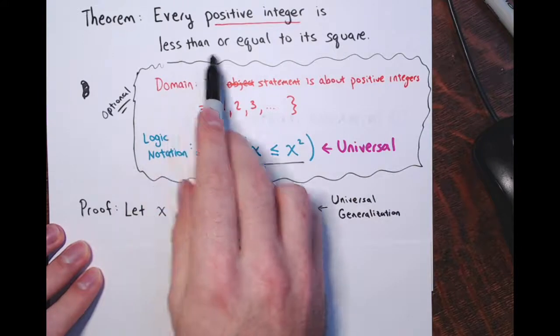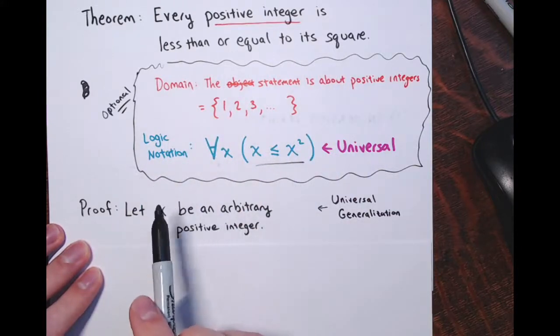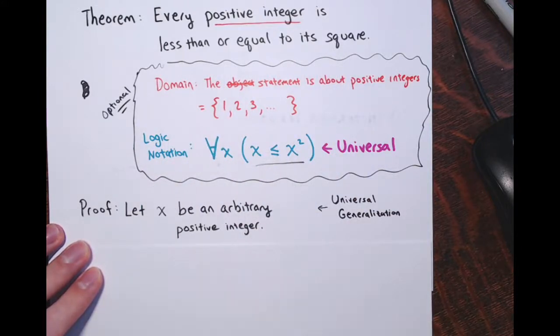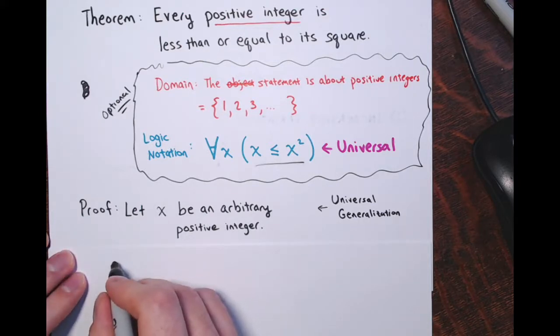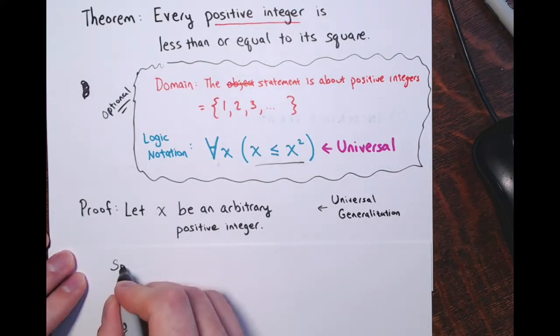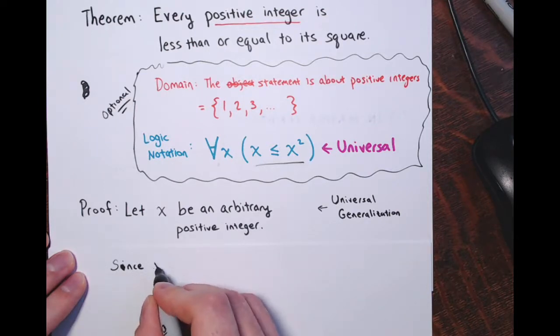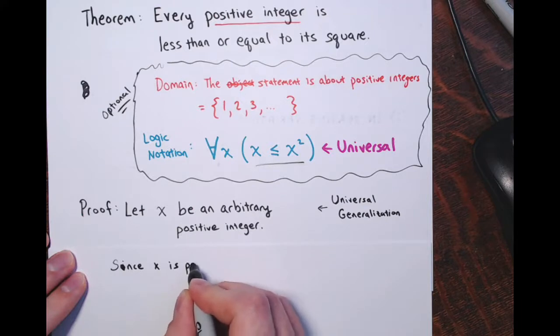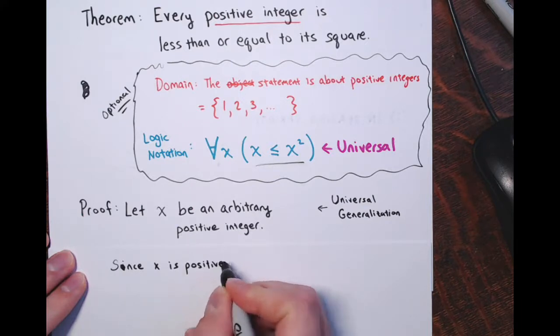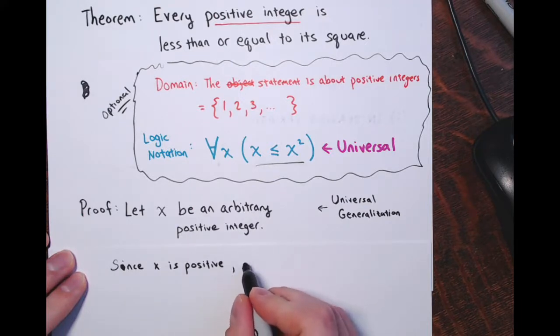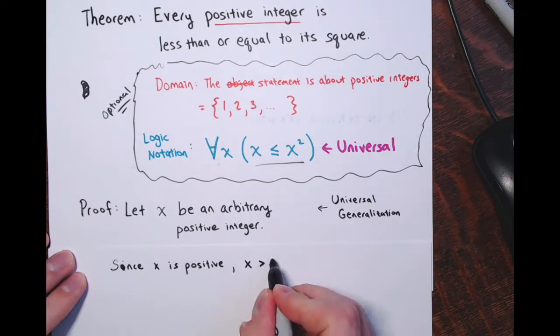And eventually, I want to end up with this statement here. So x is an arbitrary positive integer. So what does that mean? All right, that means that, or I guess since x is positive, that means that x must be greater than 0.